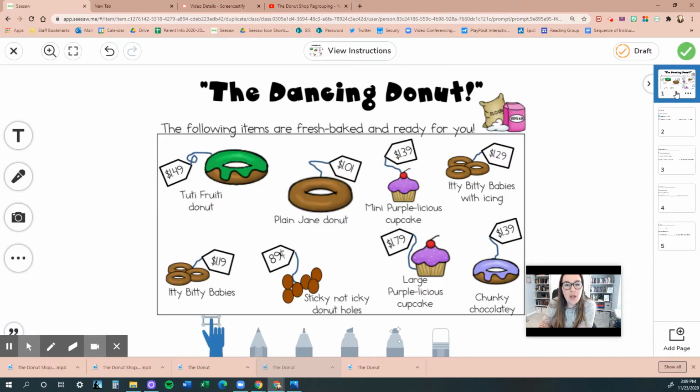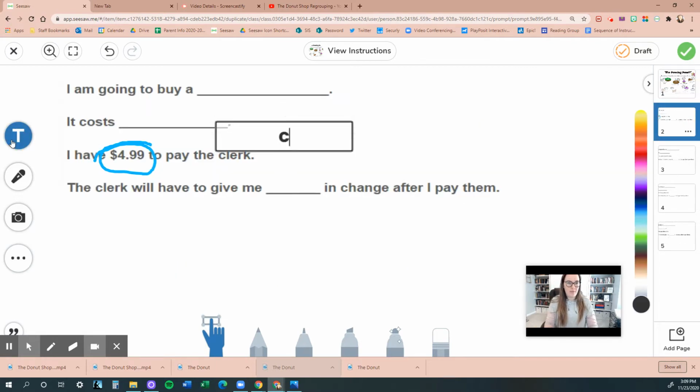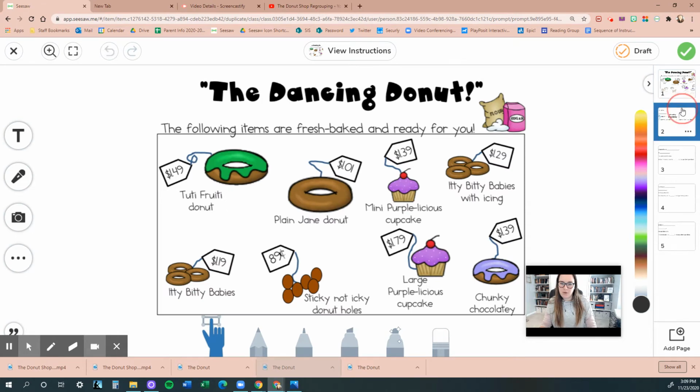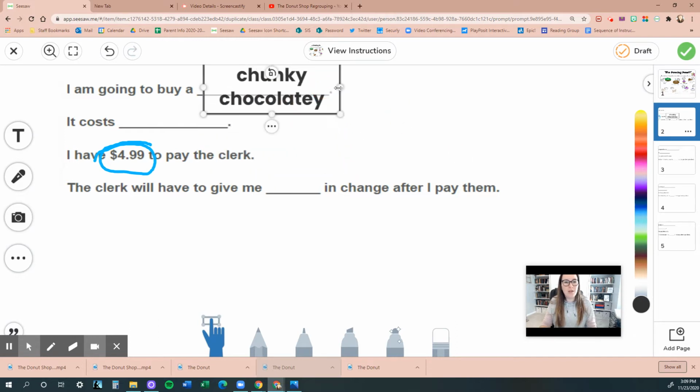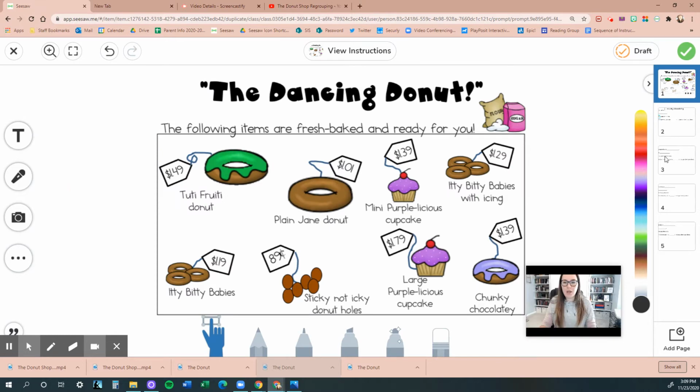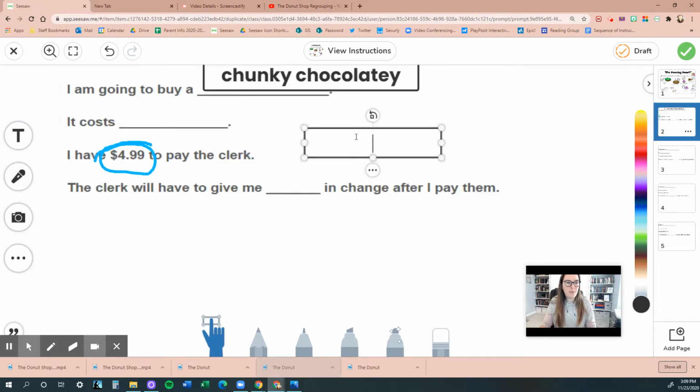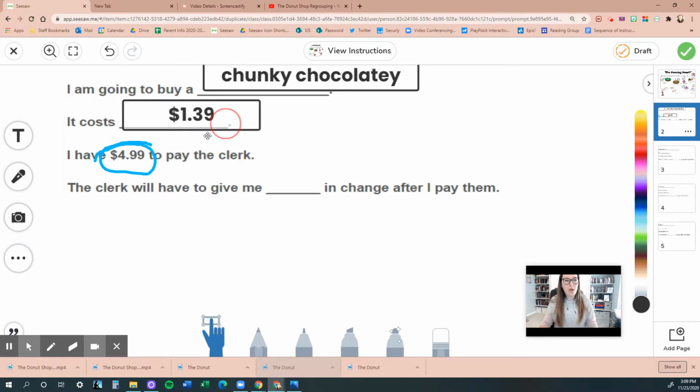So the first donut I think that we will buy is a chunky chocolatey donut. I don't know how they spelled that. There we go. That's where I messed up. Chunky chocolatey donut. So now I need to see how much it costs. Chunky chocolatey costs $1.39. I know that I have $4.99 to pay the clerk. And I have to figure out how much change the clerk is going to have to give me back.